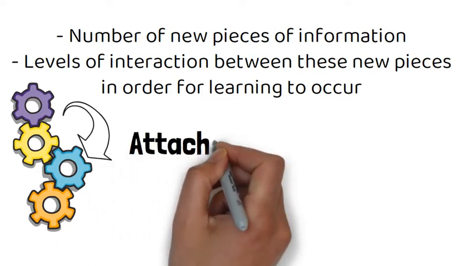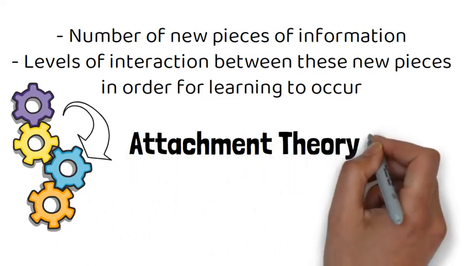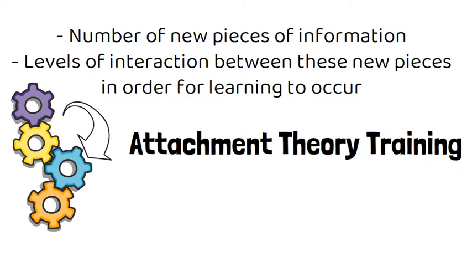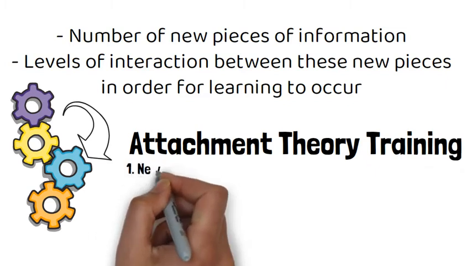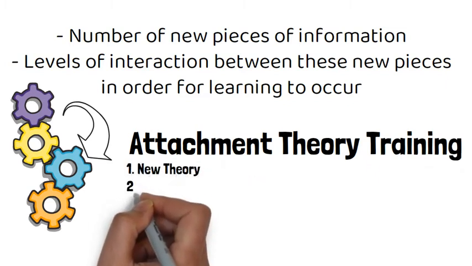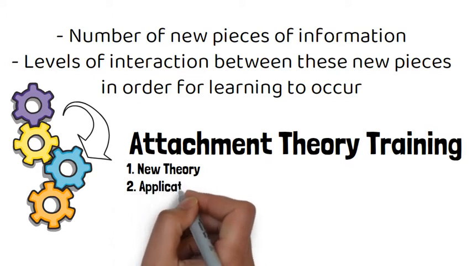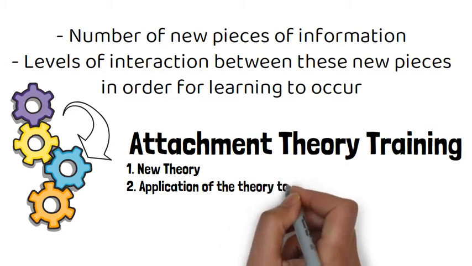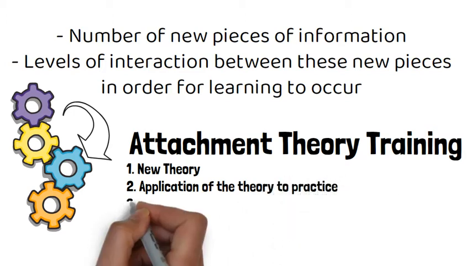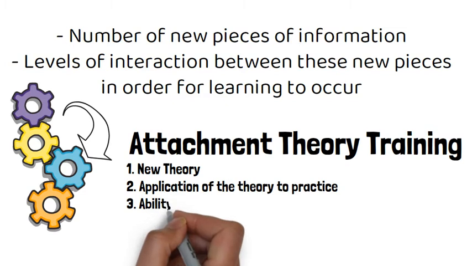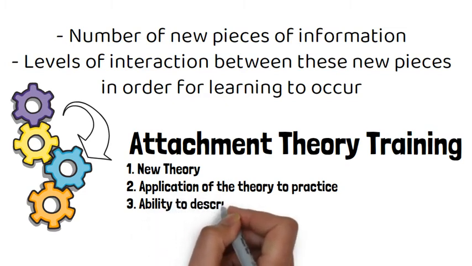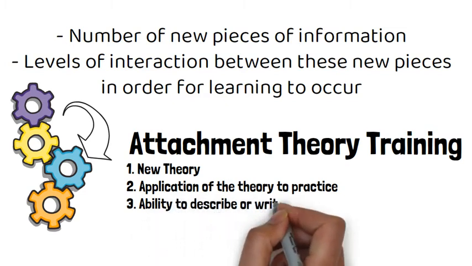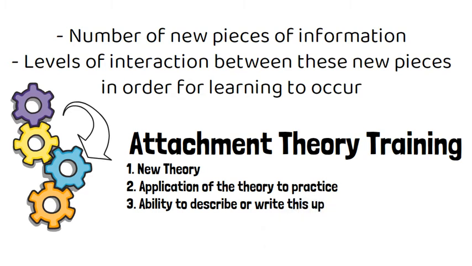For example, if you're trying to teach attachment theory, first, the learner must learn the theory and all the elements such as the functions, characteristics, and all the terminology. Next, they need to learn about applying the theory in real situations. And finally, they need to learn how to describe, write up, and explain all of this in reports and sometimes in court. This would be regarded as high intrinsic cognitive load.